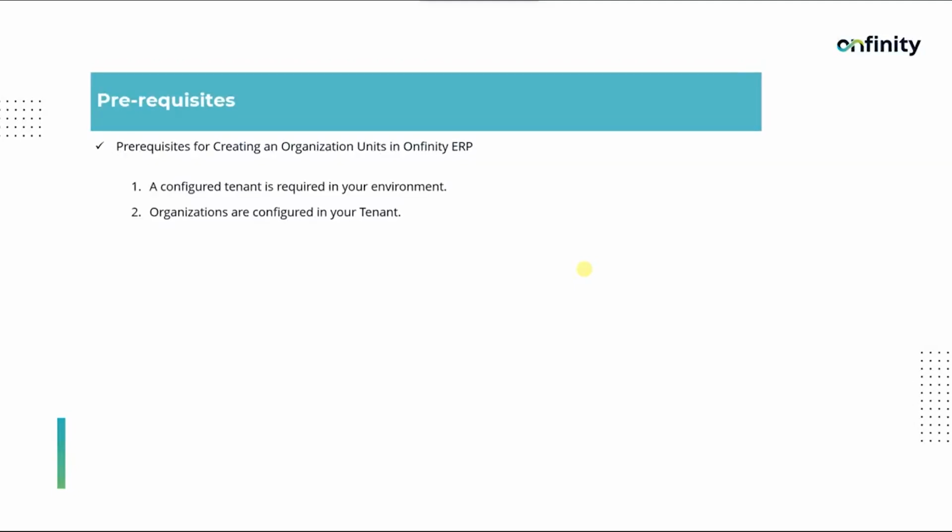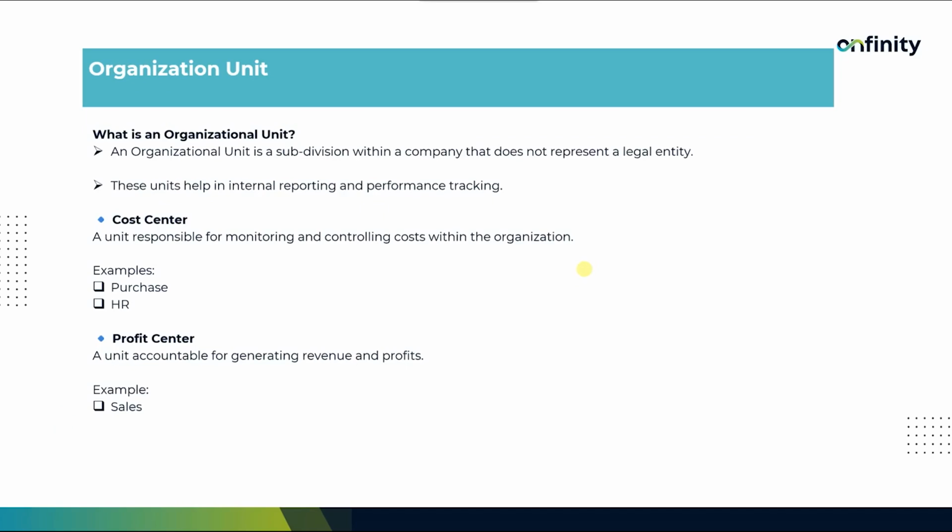processes. Prerequisites for creating an organization unit in Onfinity ERP include a configured tenant in your environment, and organizations must already be configured within that tenant. Let's understand what an organization unit is.